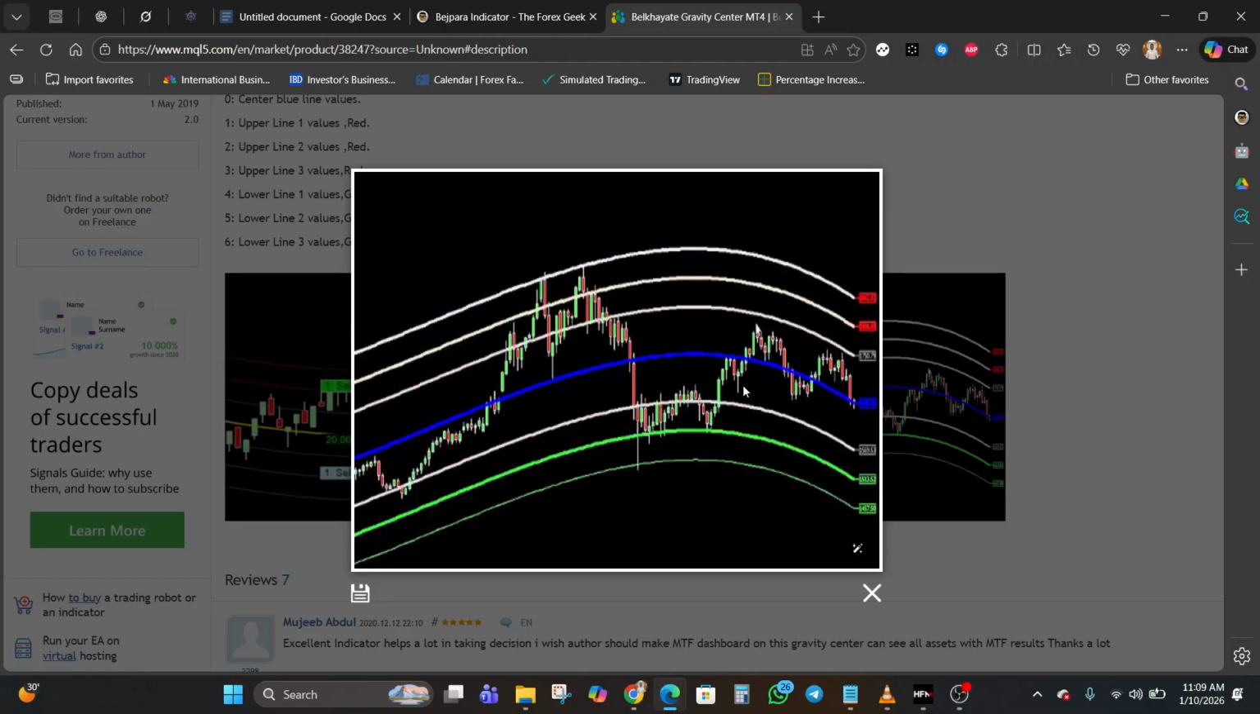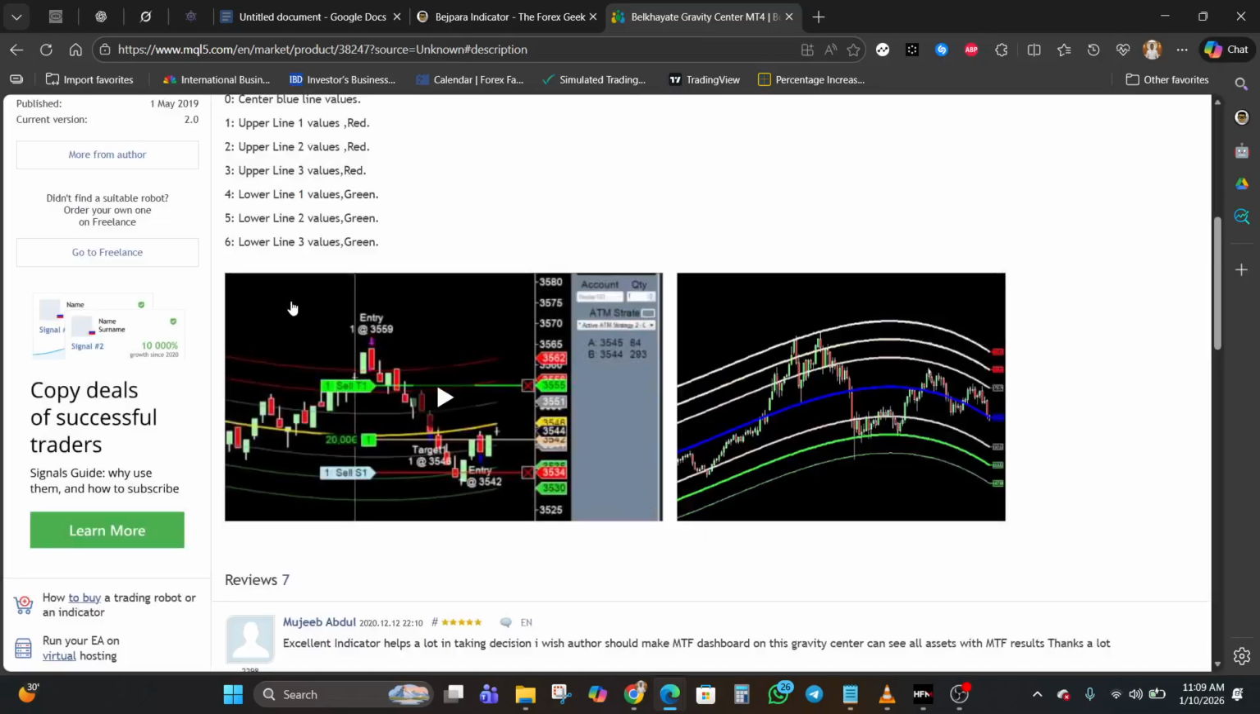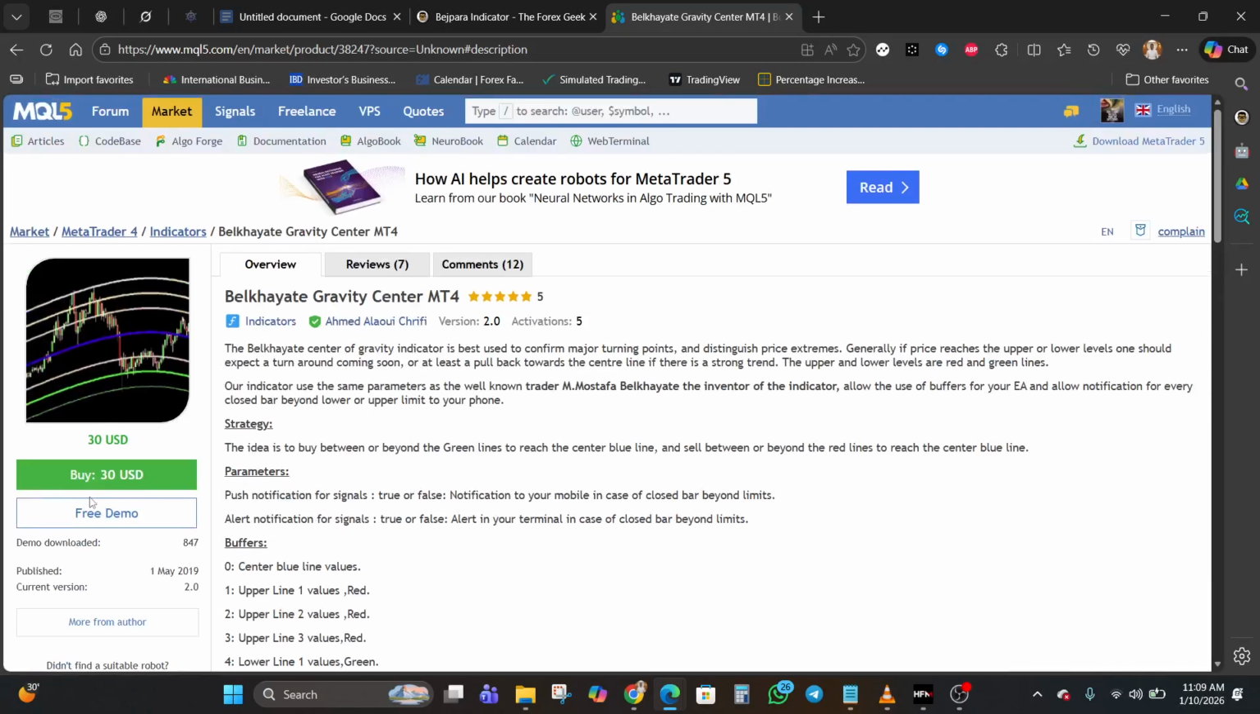If you want to make use of this indicator, ensure that you test it first on demo to confirm that it meets your expectations before making financial commitment. I have to emphasize that.